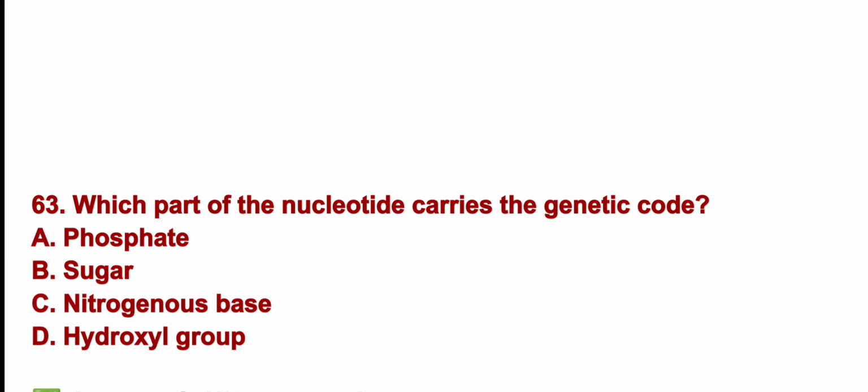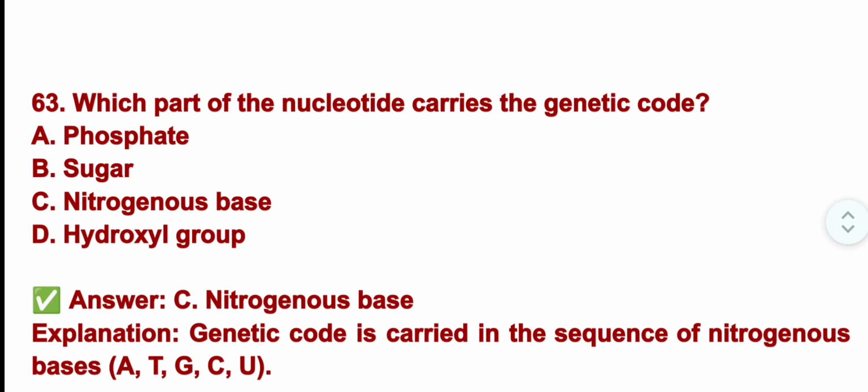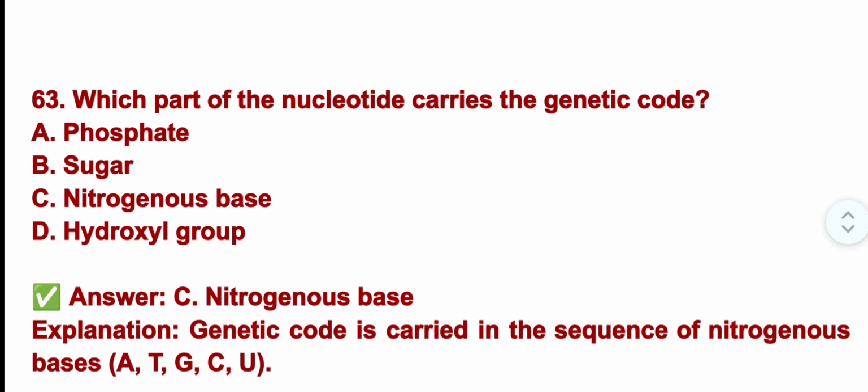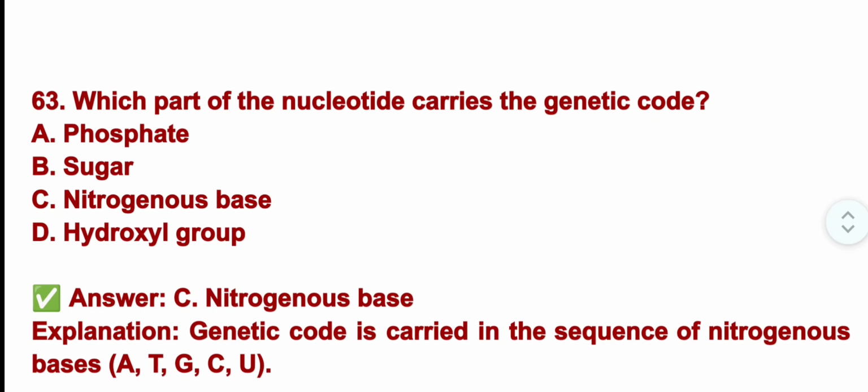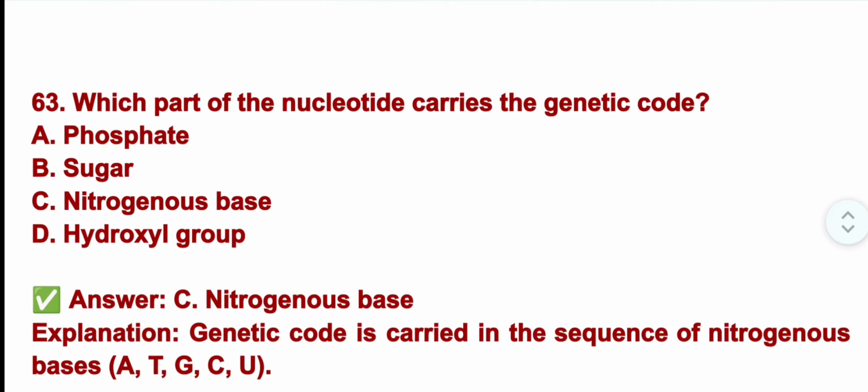Question number 63. Which part of the nucleotide carries the genetic code? The correct option is option C. Nitrogenous base. Genetic code is carried in the sequence of nitrogenous bases: A, T, G, C, U: adenine, thymine, guanine, cytosine, uracil.